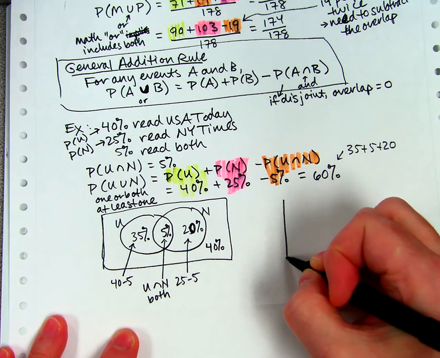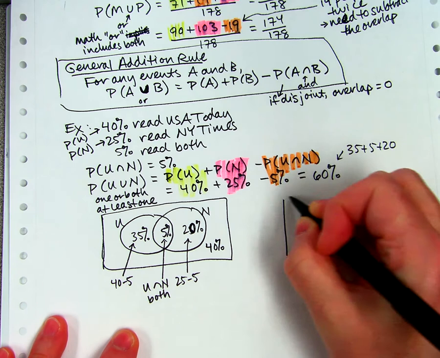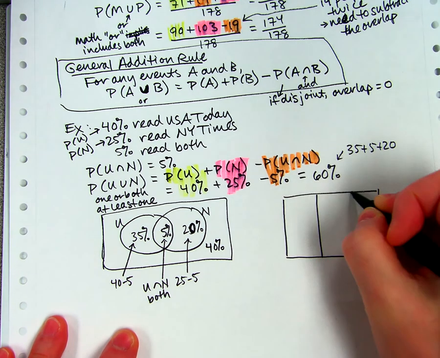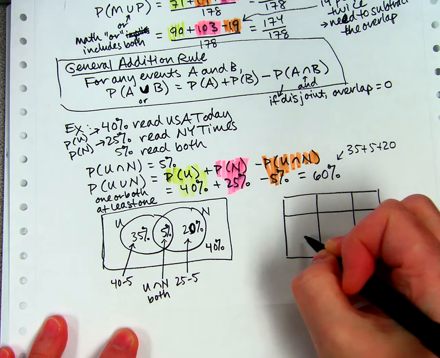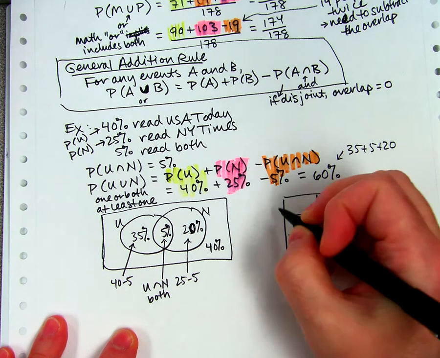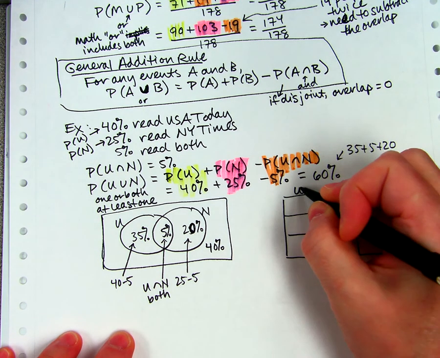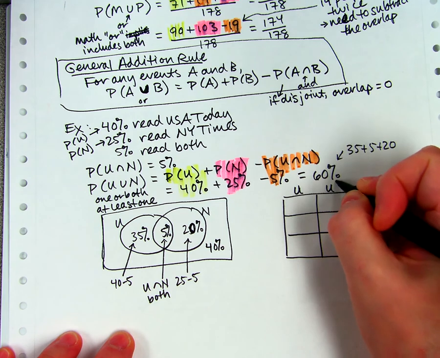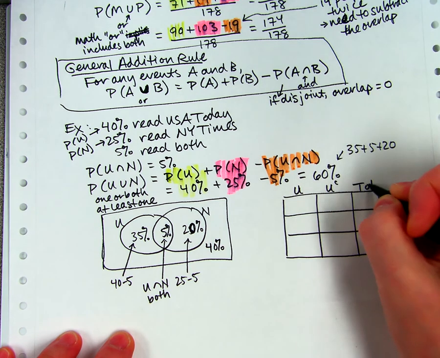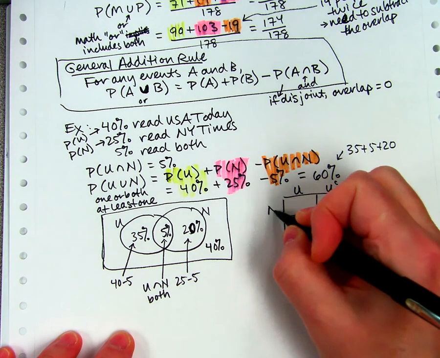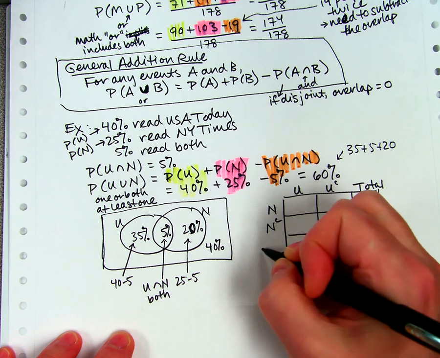All right, and then we also could put it in a two-way table, and I actually like those better sometimes. It depends on my mood, I guess. The reason I like two-way tables better is there's a place to write the 40 and the 25. So I'm going to do it with the official symbols to get you more used to that. This is USA Today. This is not USA Today. This is total. This is New York Times. This is not New York Times. This is total.